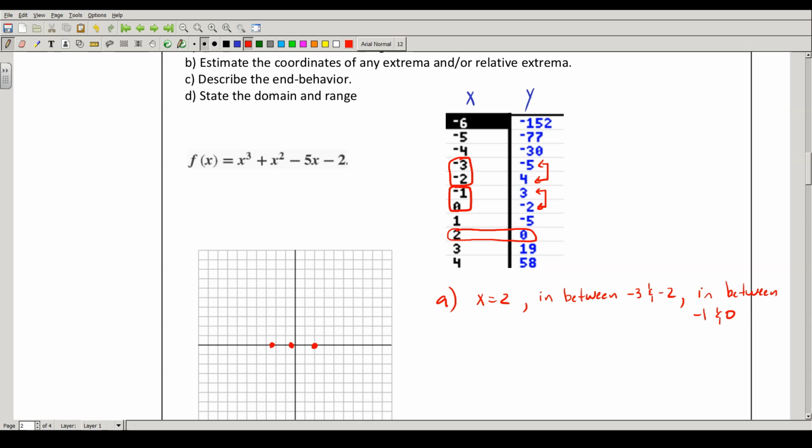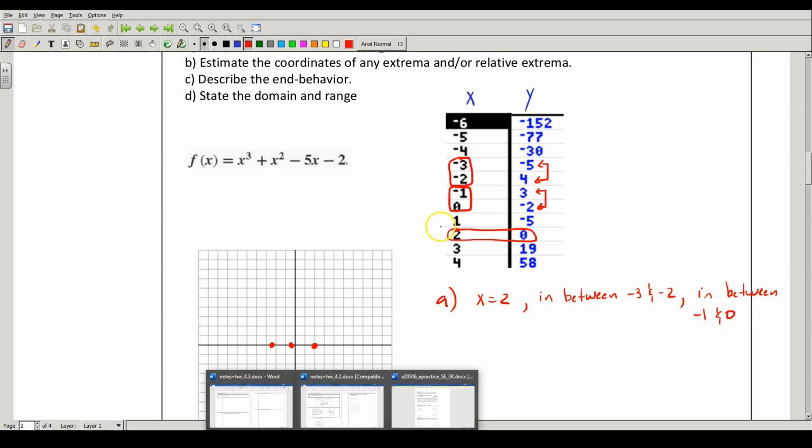So the first skill that you should be able to do is look at a table of values and tell me about where the zeros are just by looking at it. Okay, so that's part A. We have the zeros about.